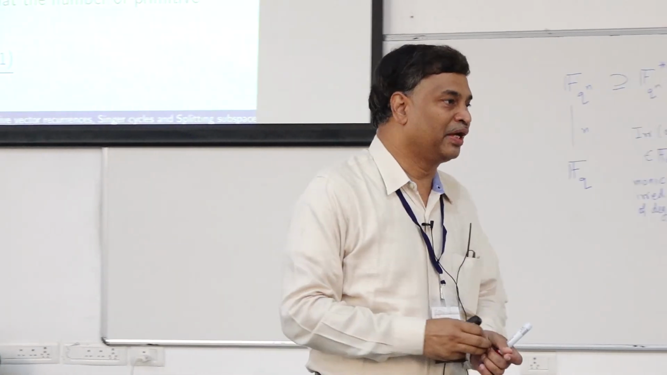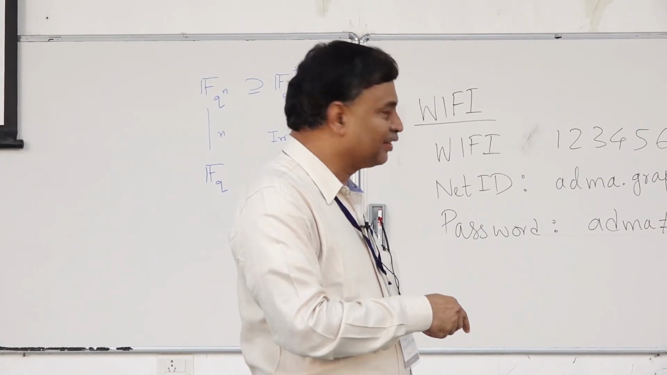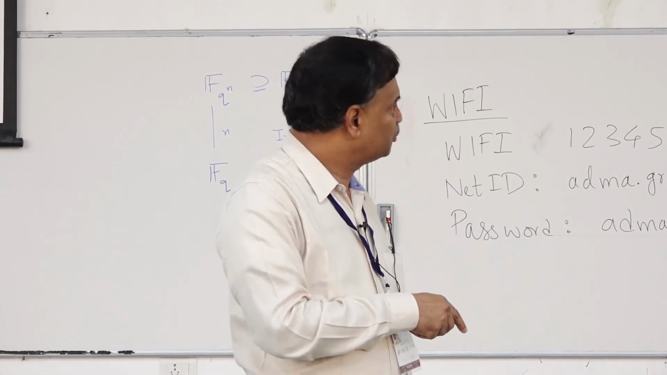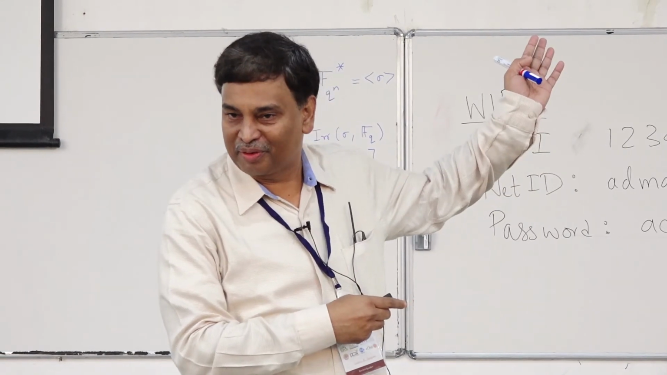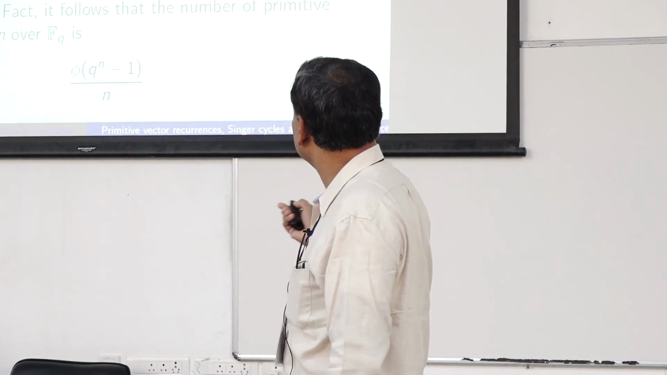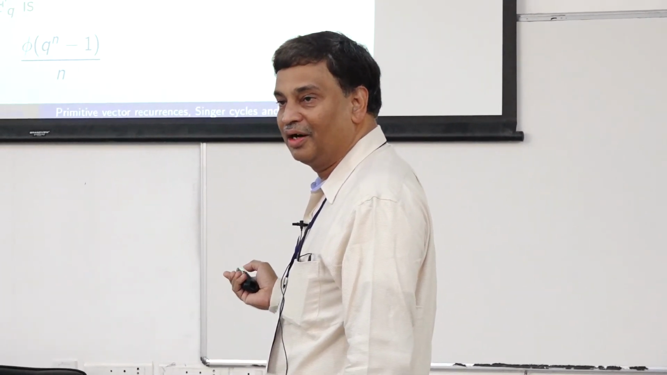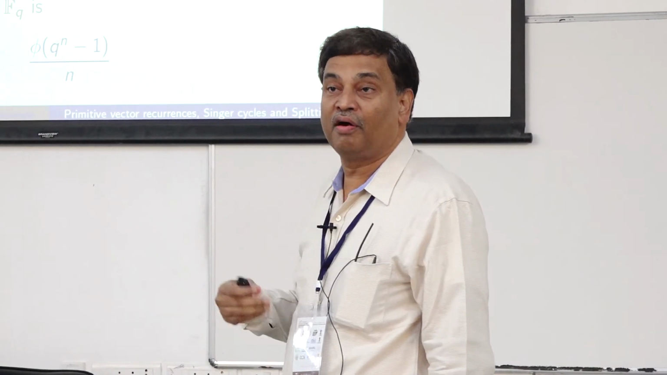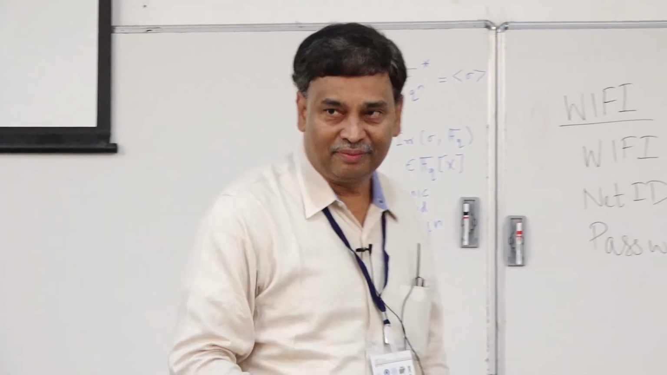By the way, those of you who like elementary number theory could take this as an elementary exercise to show that n always divides phi of q to the power n minus 1. You do not need the notion of primitive polynomial for that, but anyway. So, that is the easy aspect, that phi of q to the power n minus 1 upon n is the number of primitive LFSRs. So, this is a good number.